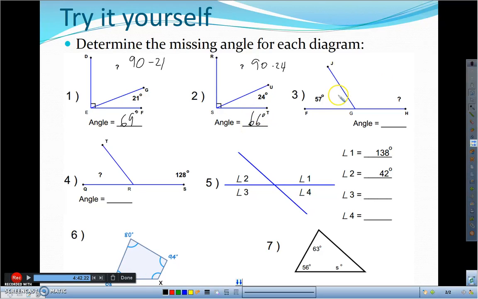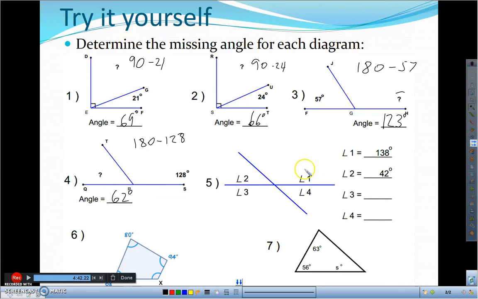This here is a supplementary angle, which means it adds to 180 degrees. That also means that if we wanted to find this question mark, it's going to be 180 degrees minus 57. And that will be 130 minus 7, which is 123 degrees. This is another one where we've got a 180 supplementary angle minus 128 is going to be 70 minus 8, which is going to be 62 degrees.